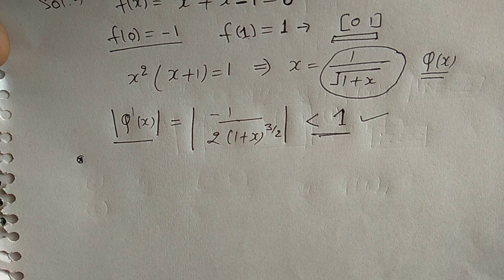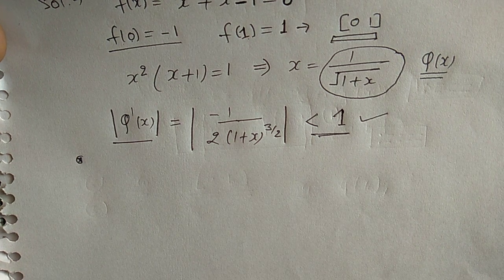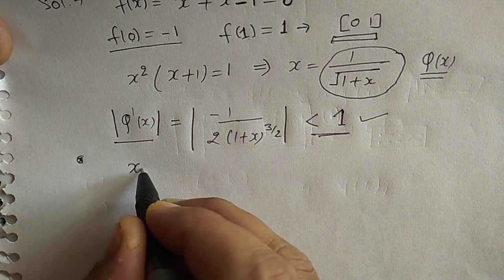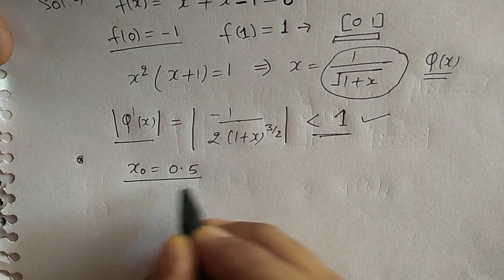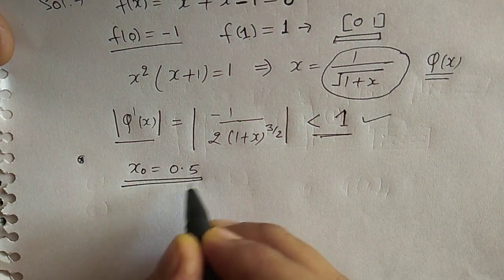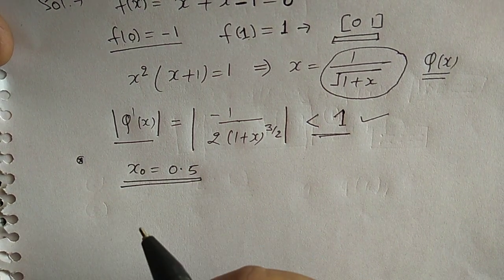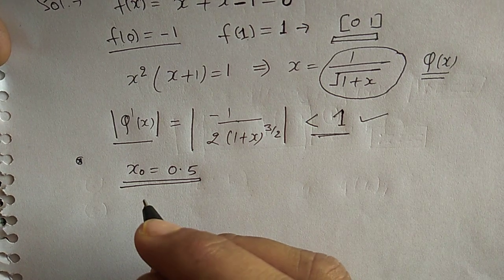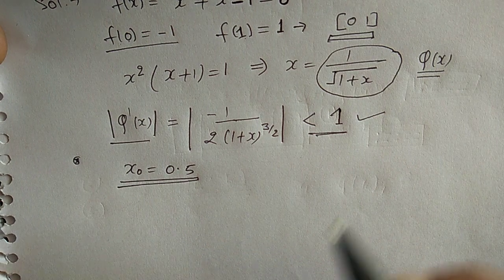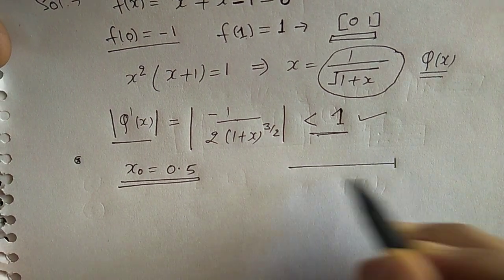Before starting the iteration, we need the initial guess, the initial approximation. Let us fix x0 equal to 0.5. One can fix 0, one can fix 1, one can fix 0.5. But for the safe side, we are taking the middle point, because the root lies between 0 to 1.